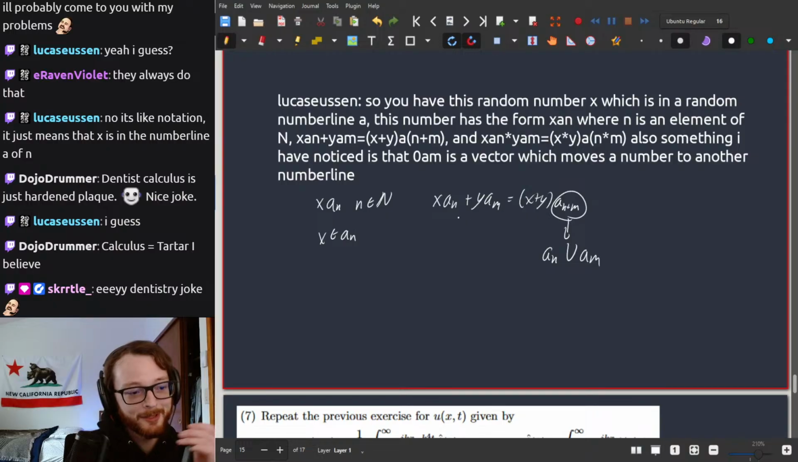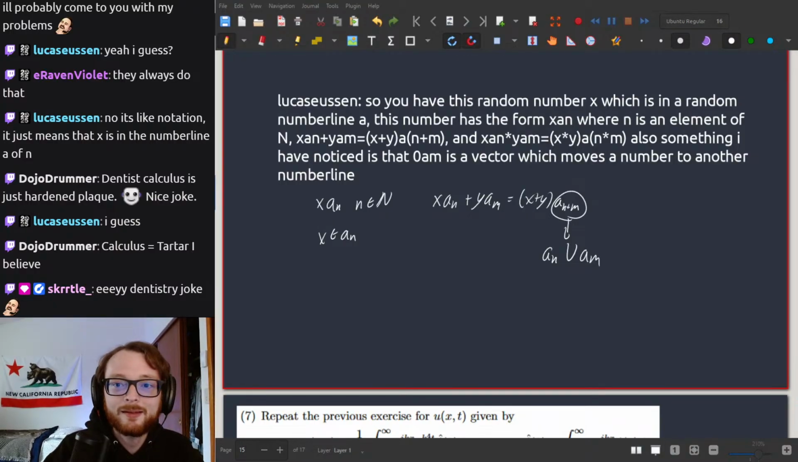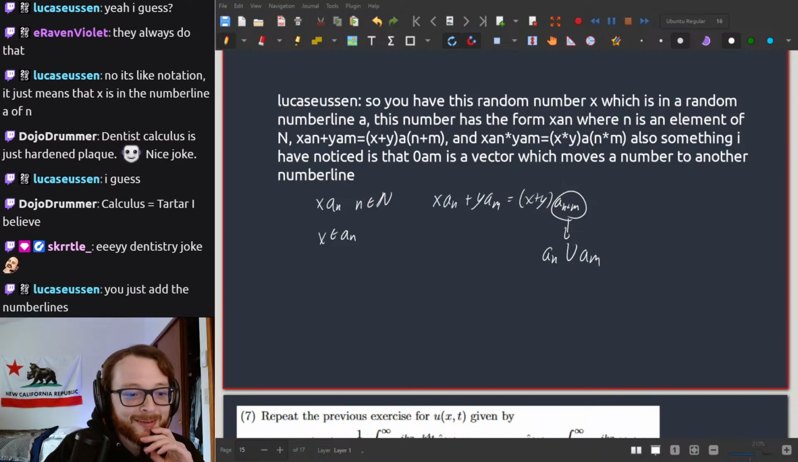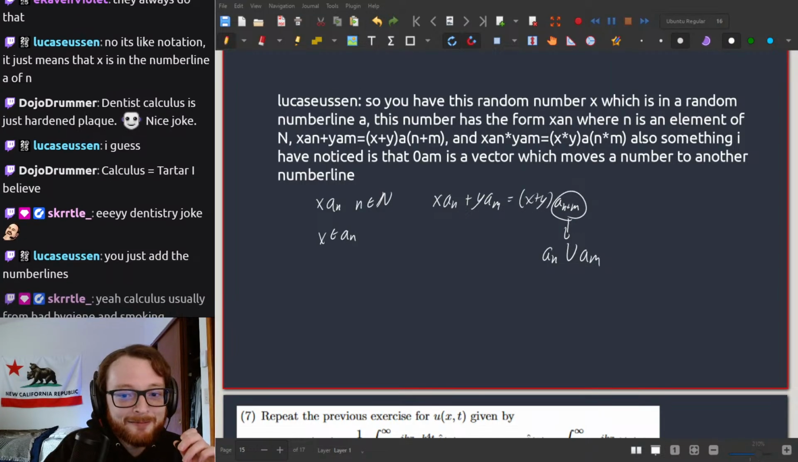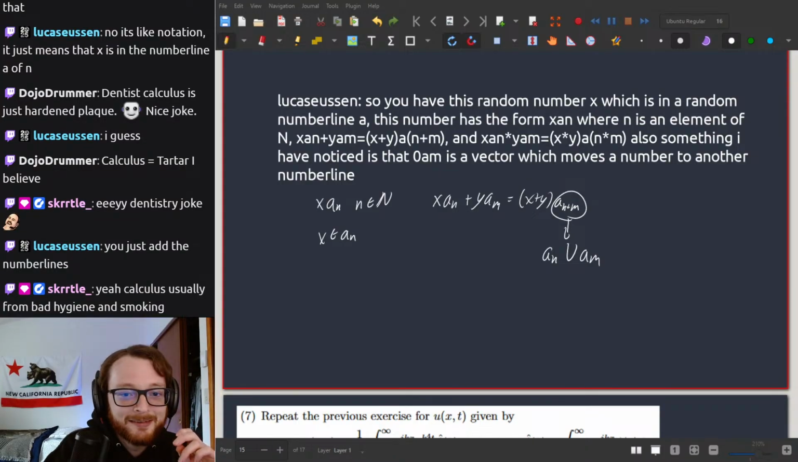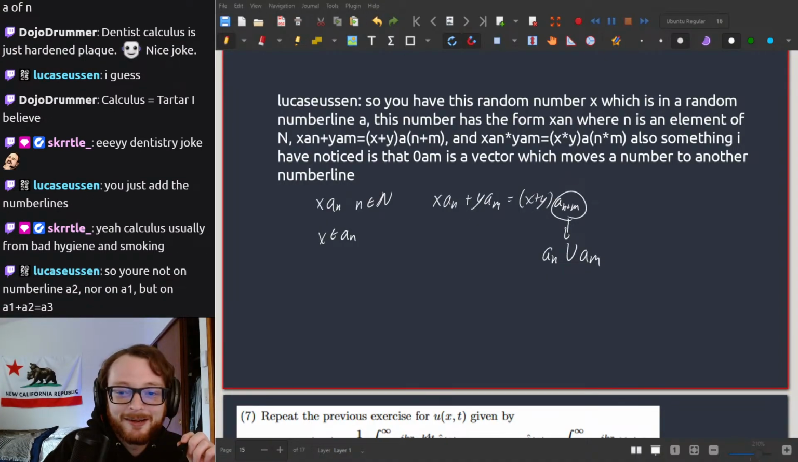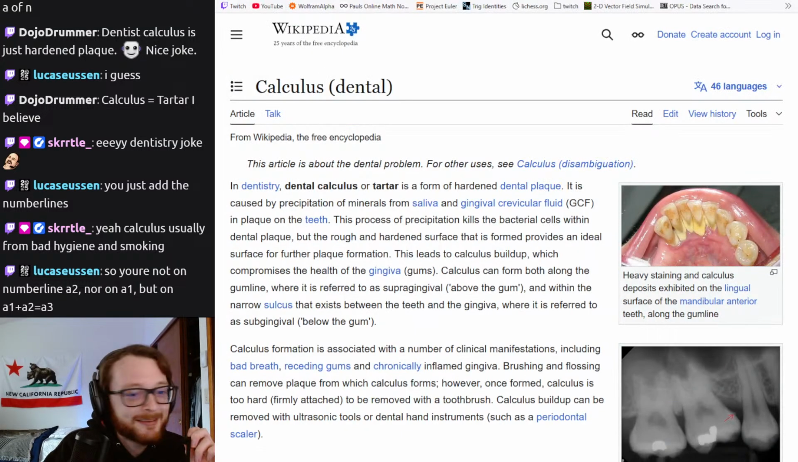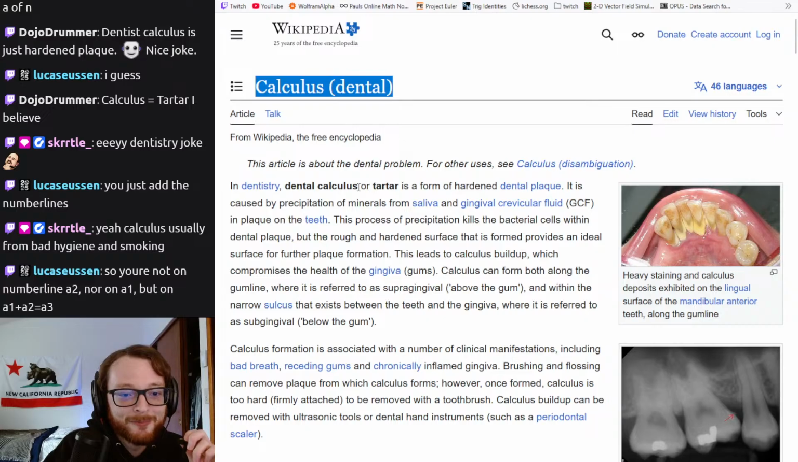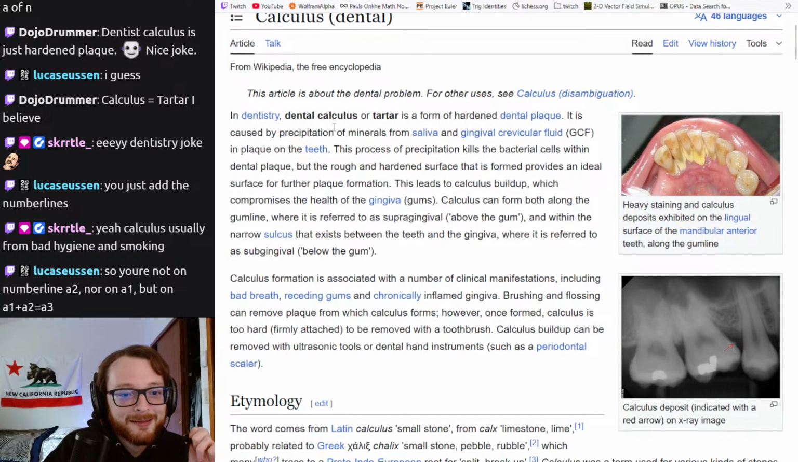Calculus equals tartar? Really? Oh my, I just Googled tartar and that was a bad idea. Because I got pictures of tartar. Oh my, wait, yeah. If you don't want to see a picture of gross teeth, look away from the screen for a little bit, I guess. Because I want to show what I'm looking at, but it is a little bit gross. I'm gonna show it. I never knew that calculus is also a dental term. You taught me something.